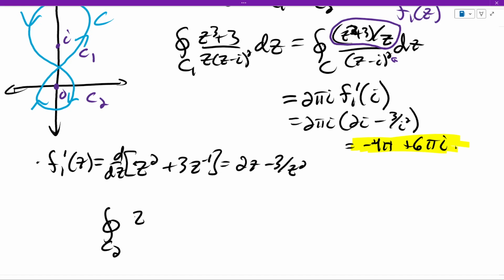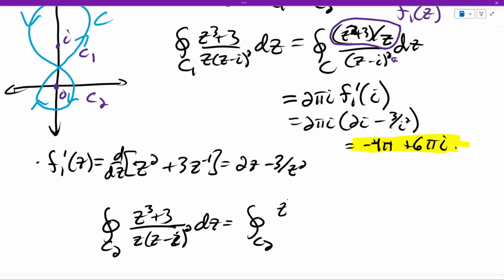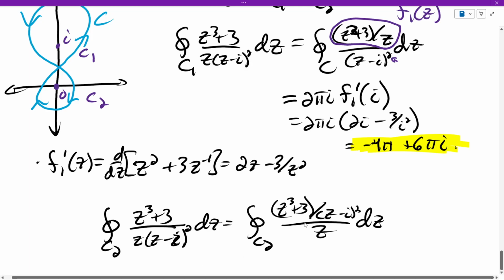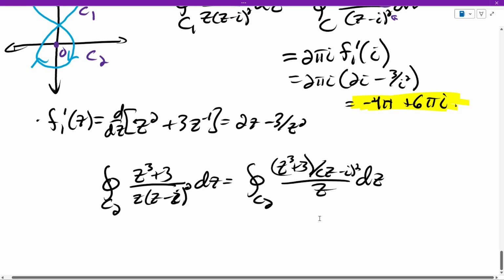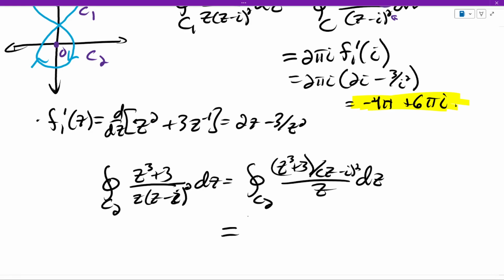Now for the integral over C2 of (z cubed plus 3) over z times (z minus i) squared dz. C2 has the singular point 0, so we want to go ahead and appropriately isolate that. So we have (z cubed plus 3) over (z minus i) squared, over z dz. And the power of the polynomial that contributes to the singularity is 1. So this is just the regular value of the function using Cauchy's integral formula. We don't have to take any derivatives.